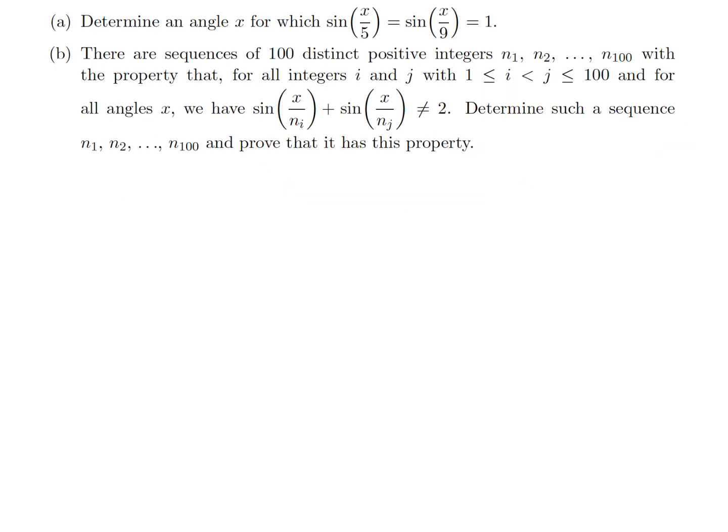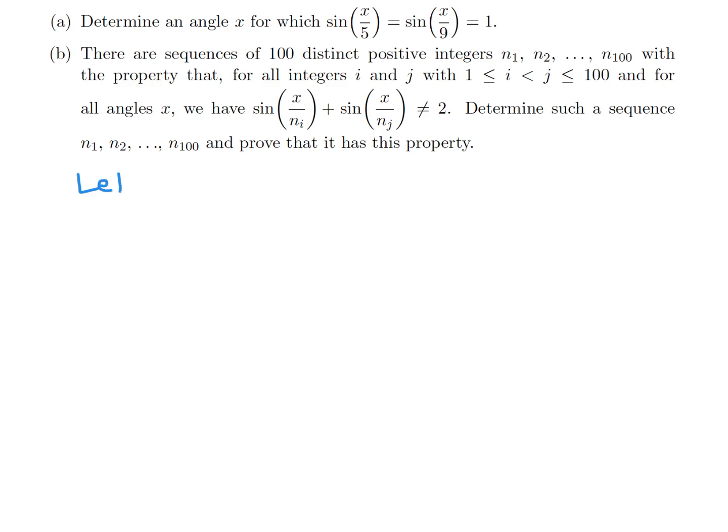There are sequences of 100 distinct positive integers n1 to n100 with the property that for all integers i and j with 1 less than or equal to i less than j less than or equal to 100, and for all angles x, we have the sine of x over ni plus the sine of x over nj does not equal 2. Determine such a sequence n1 until n100 and prove that it has this property.